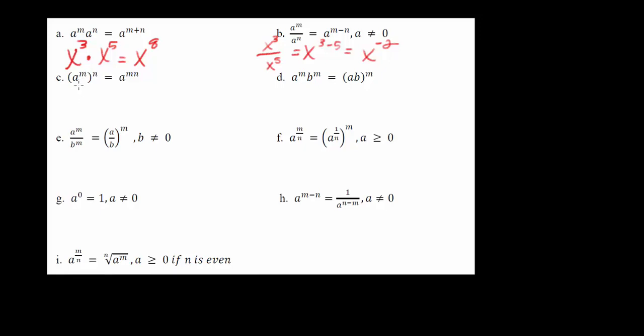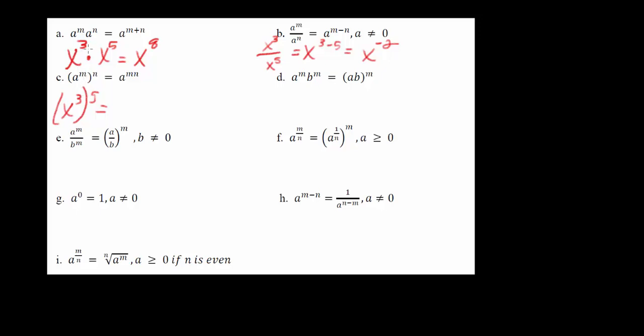Okay, now this is a little bit different. A to the power of m, and you're raising the whole thing to the nth power. And when you do that, you keep the base and multiply your exponents. So let's keep with our theme. X cubed, and we're raising the whole thing to the fifth power.